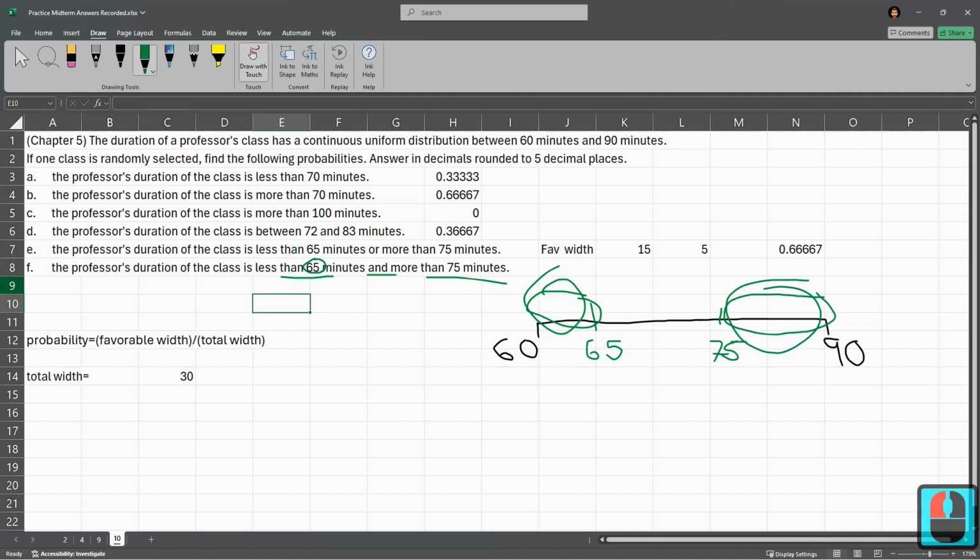If that was a bigger number, maybe 85, you could have less than 85, more than 75. But in this question, the way it's written, there's 0 favorable width. So our answer for this one would be 0 or 0 out of 30.